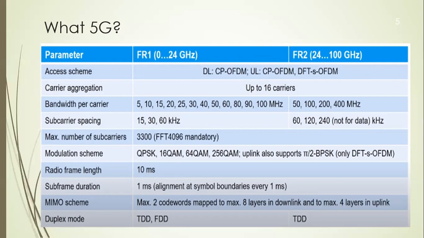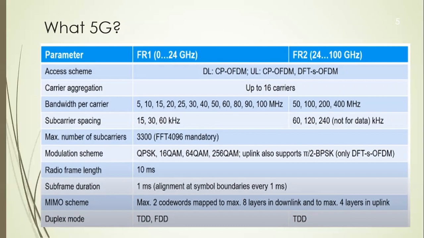And in 5G, subcarrier spacing is not fixed. There are multiple options for subcarrier spacing, like 15 kilohertz, 30 kilohertz, 60 kilohertz for sub 6 gigahertz. And for millimeter waves, that is FR2, it is 60, 120, and 240 kilohertz. We remember in LTE, the subcarrier spacing supported is 15 kilohertz. Of course, there is 7.5 kilohertz also, but that is only for eMBB services. The max number of subcarriers possible is 3,300.